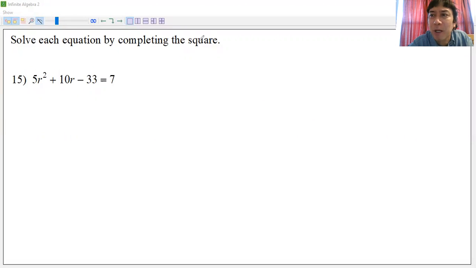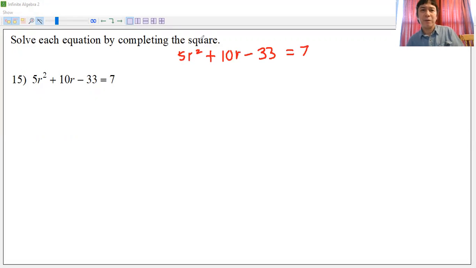I cannot make my writing any smaller. So this will be 5r squared, otherwise it won't be visible anymore. You have 10r minus 33 equals 7. We have here 5r squared, not just r squared.